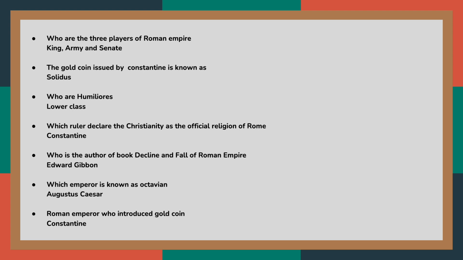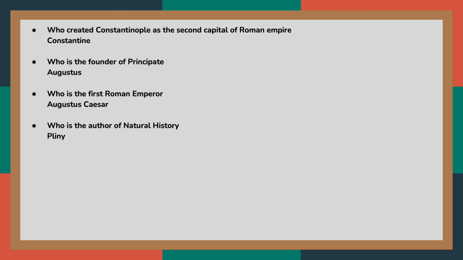Who are humiliaries? They were the lower caste. The ruler who declared Christianity as the official religion of Rome is Constantine. Edward Gibbon is the author of the book Decline and Fall of the Roman Empire. Augustus Caesar is also known as Octavian. The Roman emperor who introduced the gold coin is Constantine. Constantine created Constantinople as the second capital of the Roman Empire. The founder of Principate is Augustus, and Augustus Caesar is the first Roman emperor.